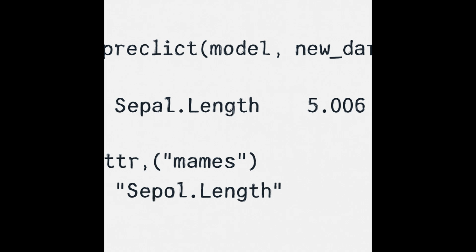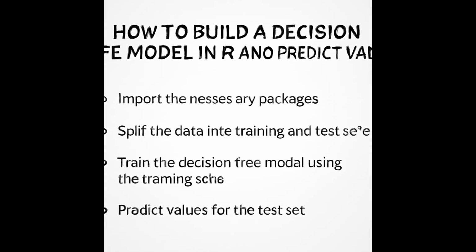Now, let's visualize the model. Each node represents a condition, while the leaf nodes indicate the predicted values. This visualization helps us easily understand the structure of the model.